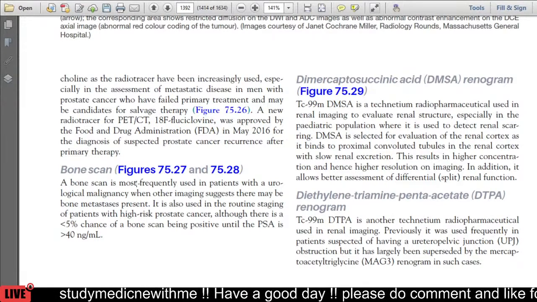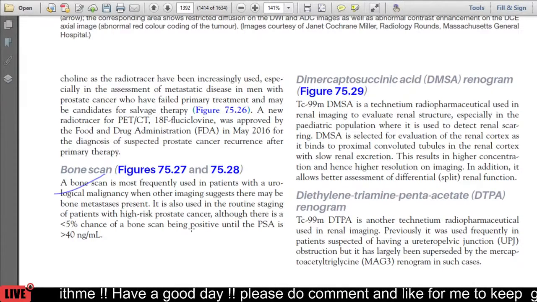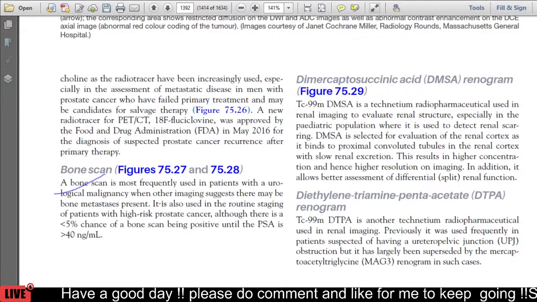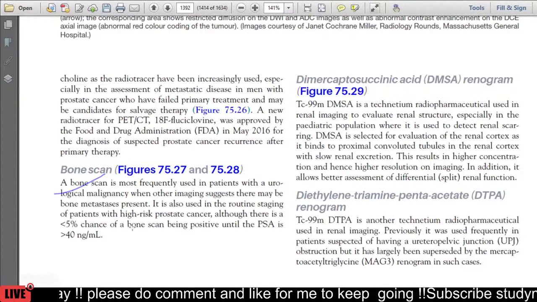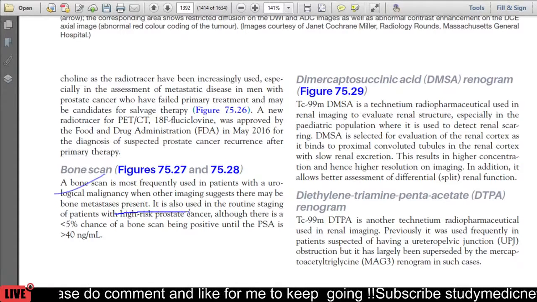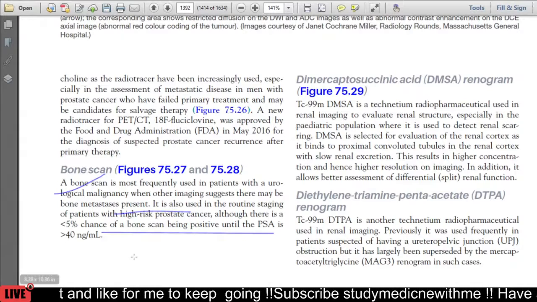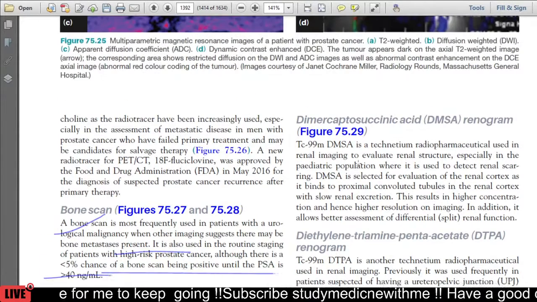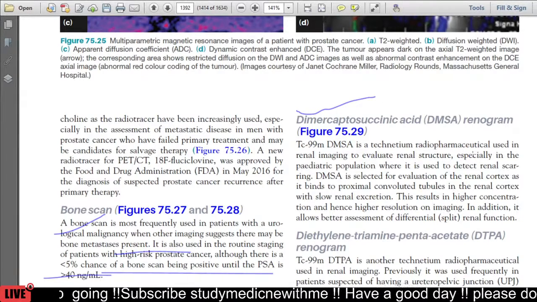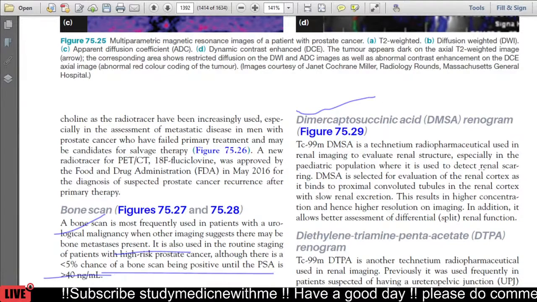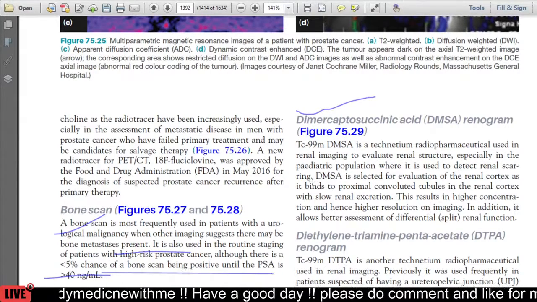The bone scan is most frequently used in patients with urological malignancy when other imaging suggests there may be a bone metastasis present. It is also used in routine staging of patients with high risk prostate cancer, although there is a low chance of the bone scan being positive until the PSA is high. The technique uses a radiopharmaceutical in renal imaging to evaluate the renal structure, especially in the pediatric population, to detect renal scarring.